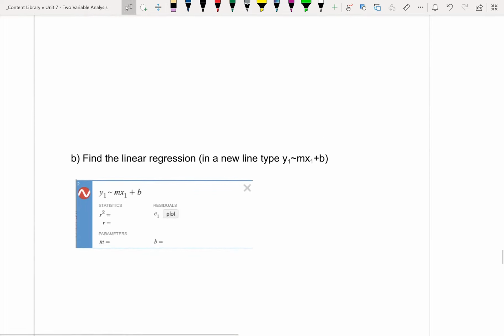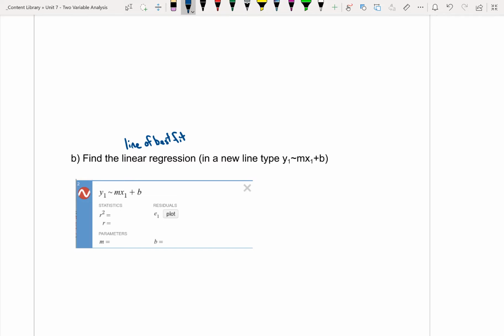Next, what we want to do is find the linear regression, or a linear function, the line of best fit. So finding the linear regression, just saying the line of best fit. What you do in Desmos is in a new line, you type in y1, which should subscript, approximates, a little squiggly line, m, x1, where the one's the subscript, plus b.